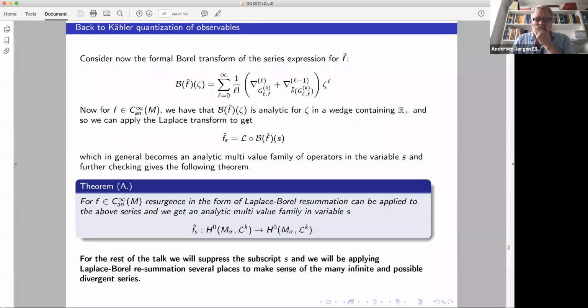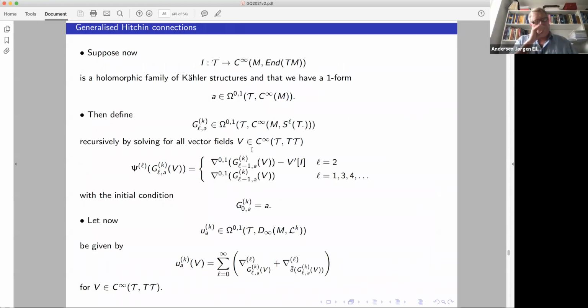Okay. So for the rest of the talk, I will suppress these sub-indices here. I will just proceed as if we are constantly doing this Borel-Laplace resummation. But I will just be working with the series without this Borel resummation applied to them, because else we won't manage to finish the talk in time. So let's get back to it. This was a construction of observables, quantization observable.